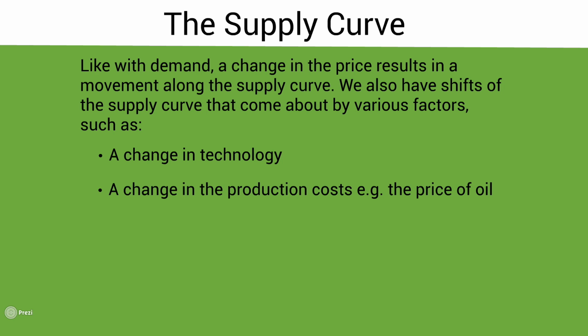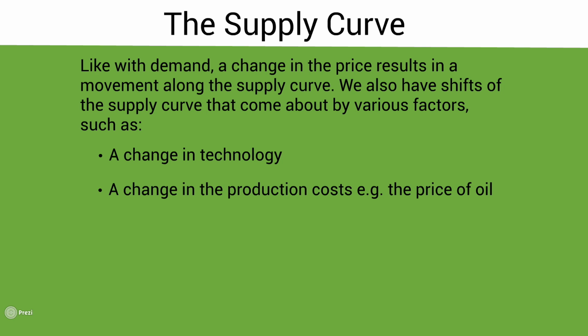This is because oil is needed for the transportation of goods, and it is also used in the production of goods. This would result in firms being less willing to supply the goods to the market, or for the same quantity they would demand a higher price. This results in the supply curve shifting to the left.